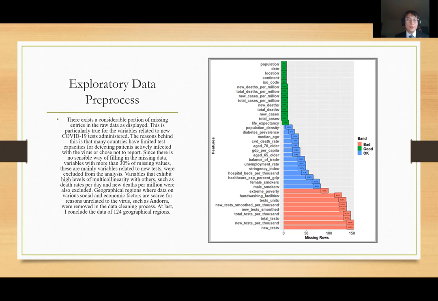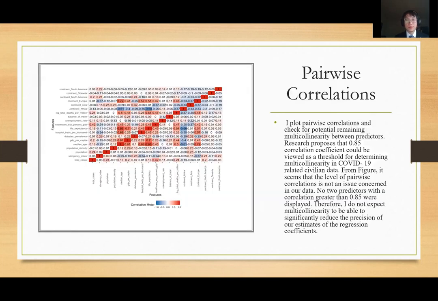Since there is no sensible way of filling this missing data, variables with more than 30% of missing values, mainly variables related to new tests, were excluded from the analysis.